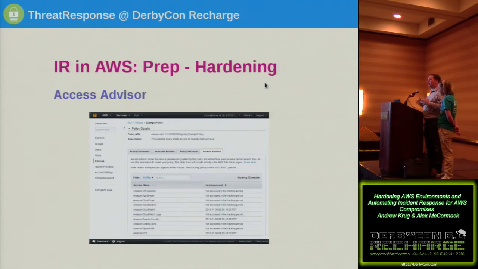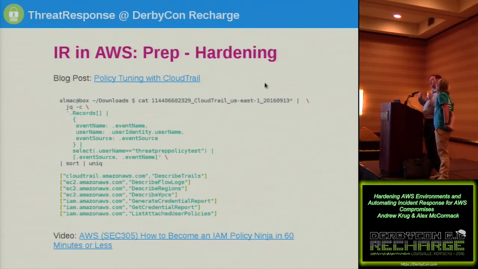But again, it's non-programmable. You can't write an API against it, you can't alert about it. It's best for spot checking people's user accounts. It's also only at the service level, not at the API level. So, for example, with EC2, people might always be spinning up instances, but you don't know if they're actually terminating instances. So do they actually need to have that terminate instance permission allowed?